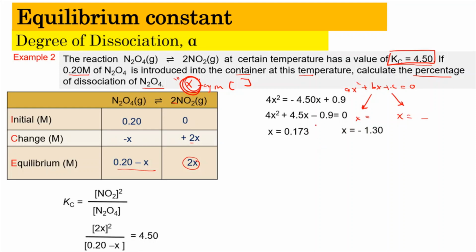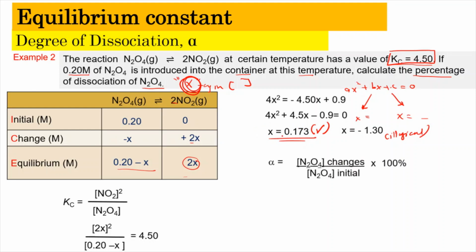And for this, we're going to select the positive value, because when we select the negative 1.30 and substitute it in here, we're going to get a negative concentration, which is illogical. So we're going to ignore that because it is illogical. Okay, so now we have found out the value of x here.